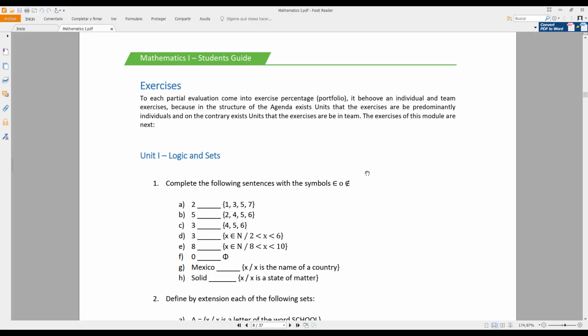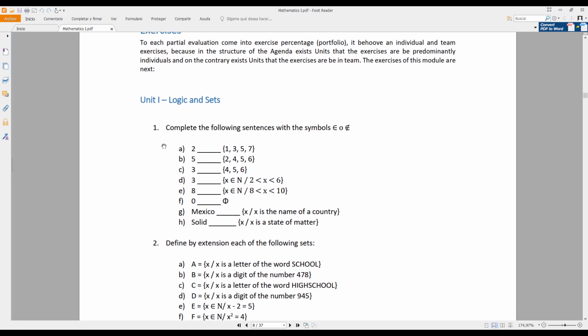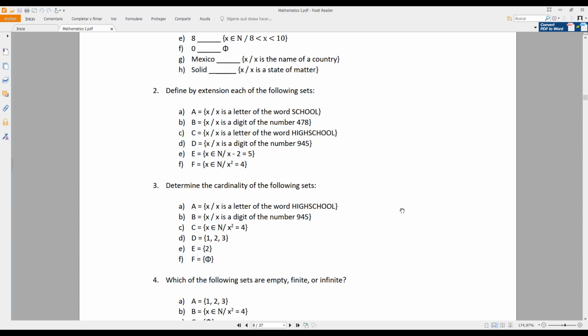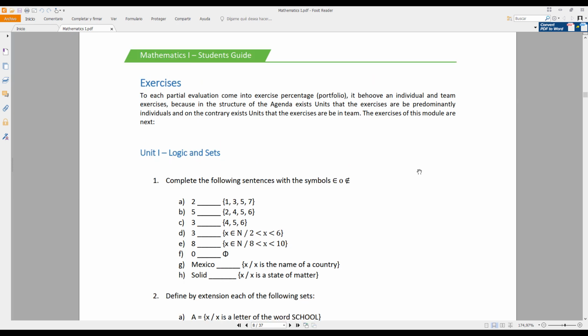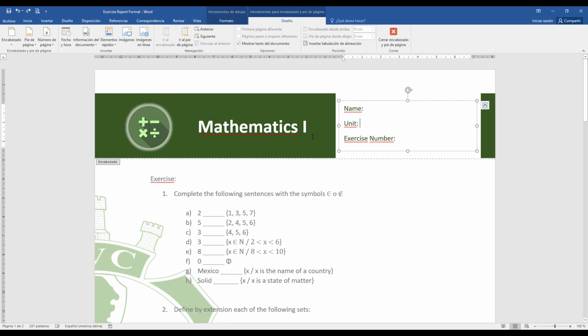Now you will send me the homework to complete those exercises, number 1, number 2, number 3, and number 4. How will you answer them? You will use a Word document like that. In that case you need to double click here and put your name here, then the unit, this is unit number 1, and the exercise numbers 1, 2, 3 or 4.